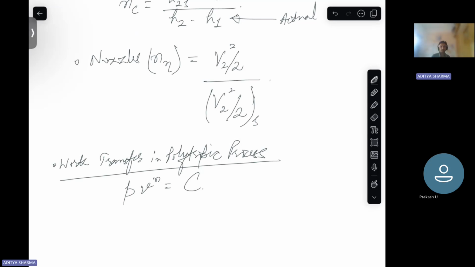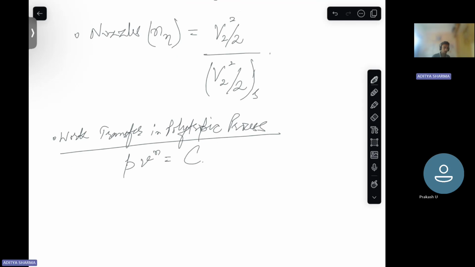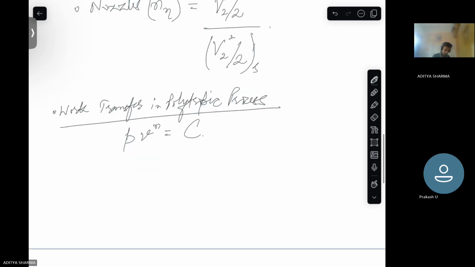Right. So in this case, we saw the formula for work, and we saw a general formula, and then we saw a special formula for the ideal gas. So I'll just write down maybe this general formula.